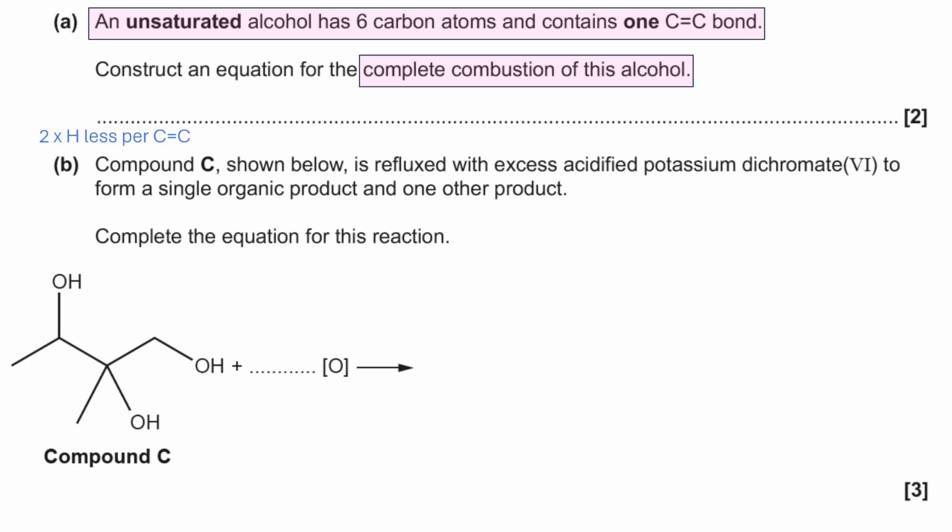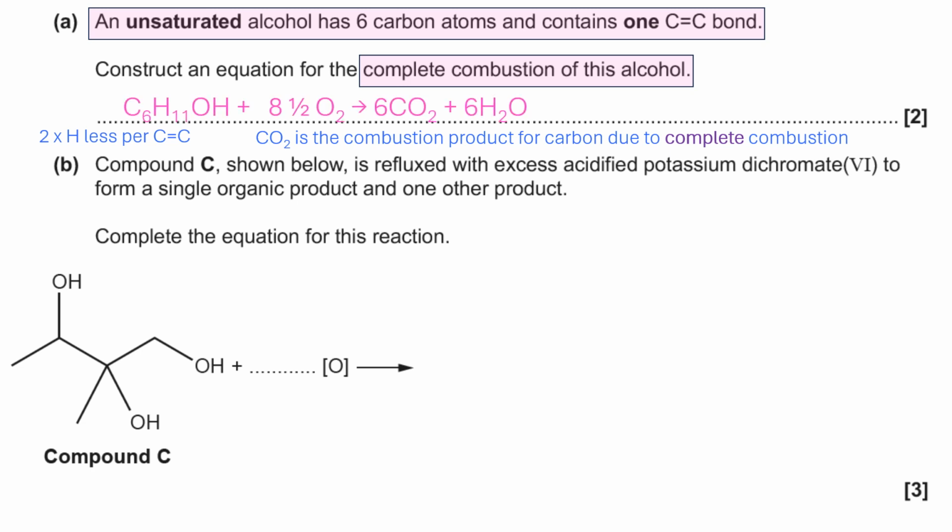So that means for your carbon-carbon double bond, there'll be 2 hydrogens less than if it wasn't unsaturated. So we have 1 carbon-carbon double bond, so we subtract 2 hydrogens from what we would normally put down for an alcohol which was saturated and containing 6 carbon atoms. For the equation, the CO2 is the combustion product for the carbon due to complete combustion, and for the oxygens you need to take into account the fact that the alcohol has an OH group already, so there's an oxygen atom locked up inside it, and that needs to be factored in. So with a bit of playing around with the numbers, that gives you C6H11OH plus 8.5O2, giving you 6 CO2 and 6 H2O.